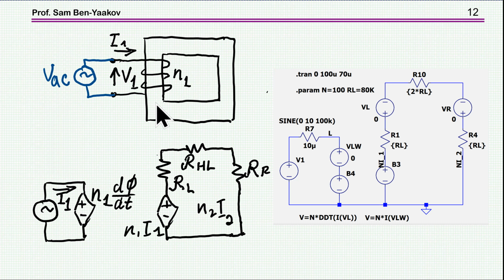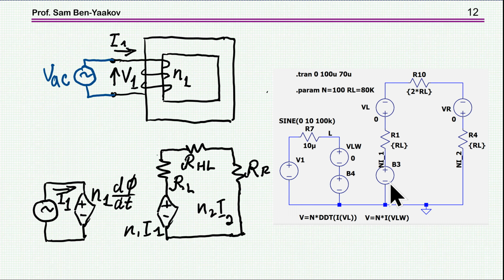So let's start off with the basic configuration in which we have only 1 turn. There's no secondary, okay? So this is practically an inductor. It's 1 turn, and here I'm showing an excitation by a voltage source. So this will be the reluctance. We don't have the secondary.